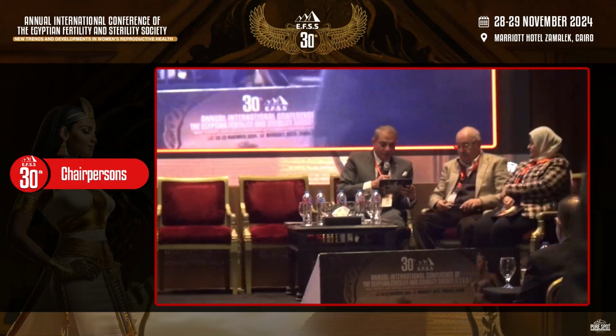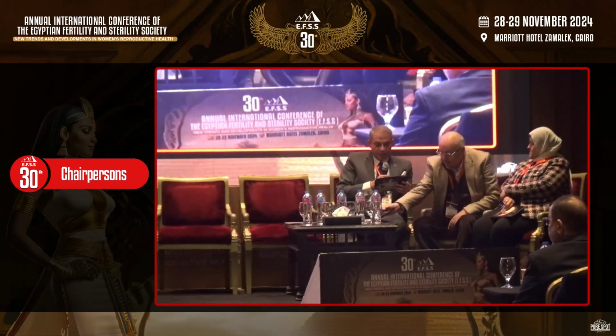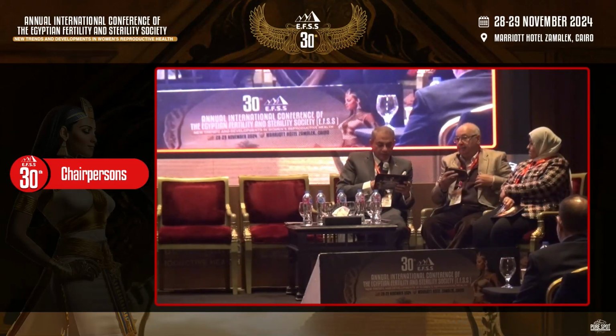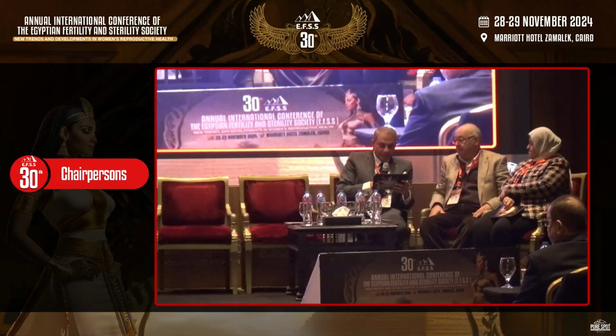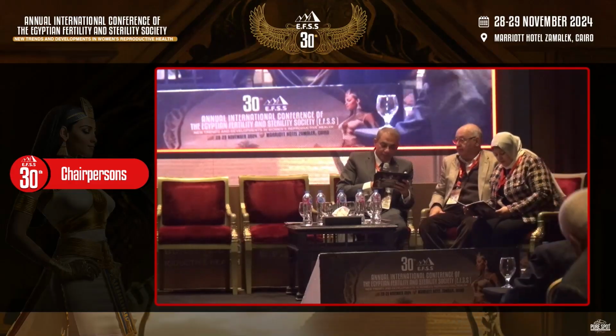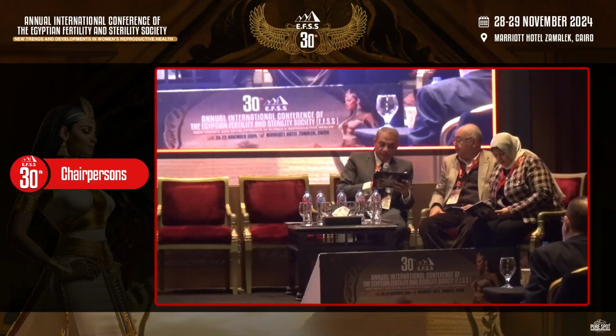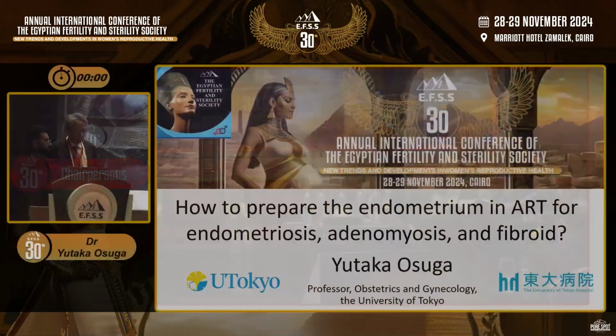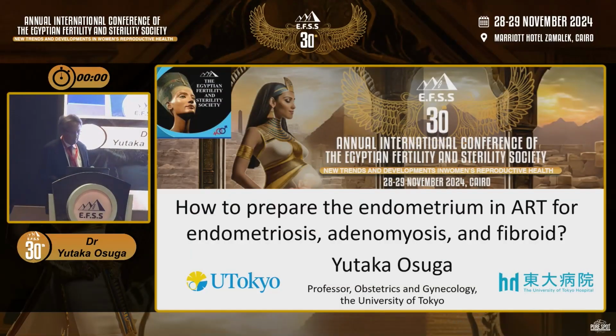Our first speaker would be Professor Yutaka Osuga. He's a professor of gynecology, Graduate School of Medicine, the University of Tokyo. He's a deputy director of the University of Tokyo Hospital, president of the Japan Society of Gynecologic and Obstetrics Endoscopy and Minimally Invasive Therapy. He's also president of the Japan Society for Reproductive Medicine. A lot of titles. We're looking forward to his presentation on how to prepare the endometrium in ART for endometriosis, adenomyosis, and fibroid. Please, sir.